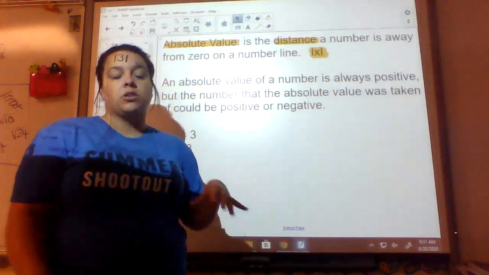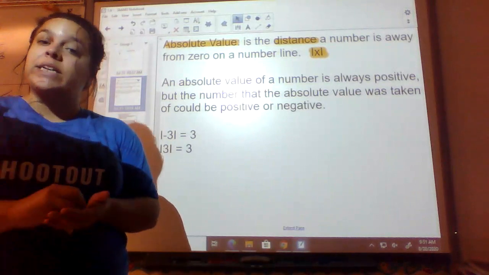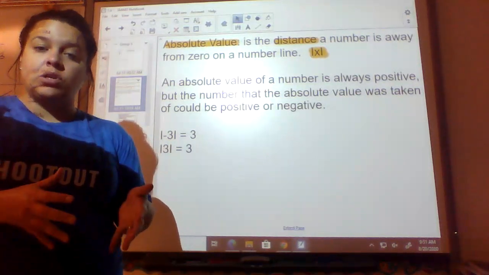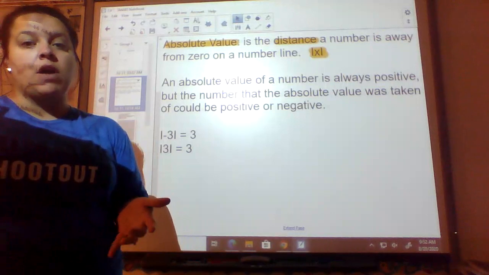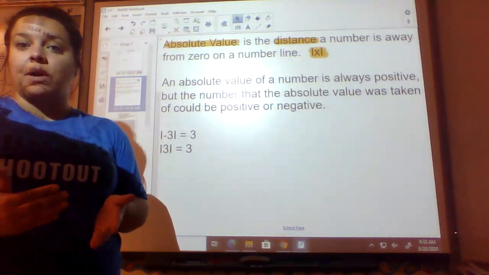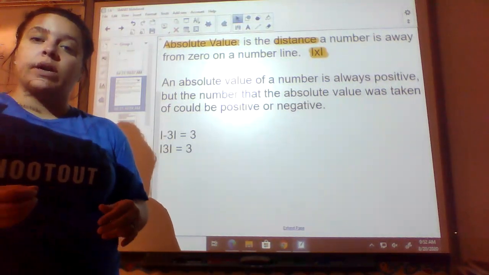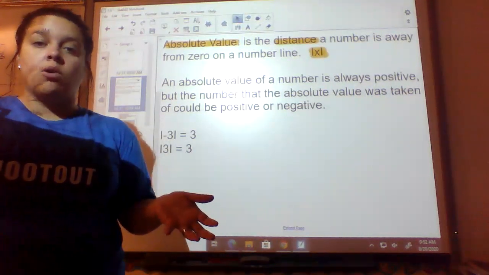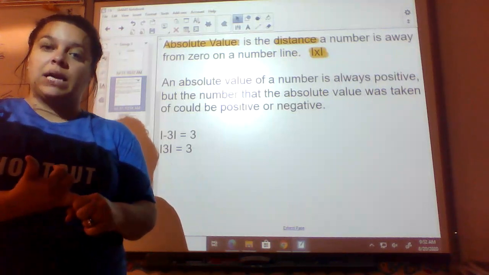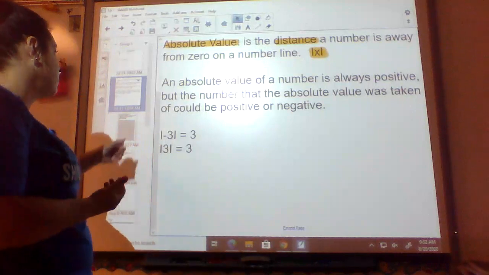And that's something to really understand for what we're going to do with these absolute value equations. We don't know if the number that they used was positive or negative, because when I take the absolute value of a positive number or a negative number, the answer is always positive. So we are going to assume that we don't know if that number was positive or negative to begin with, so we're going to have to look at both case scenarios.